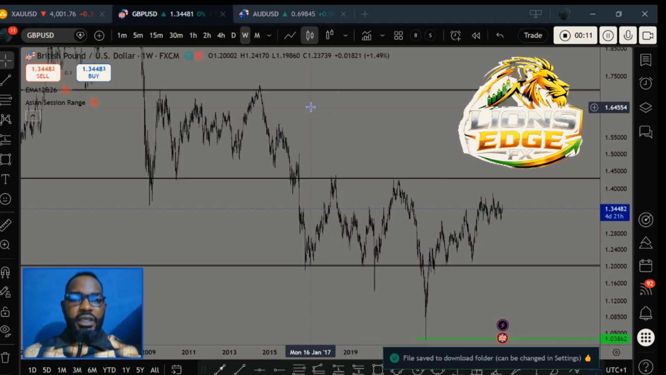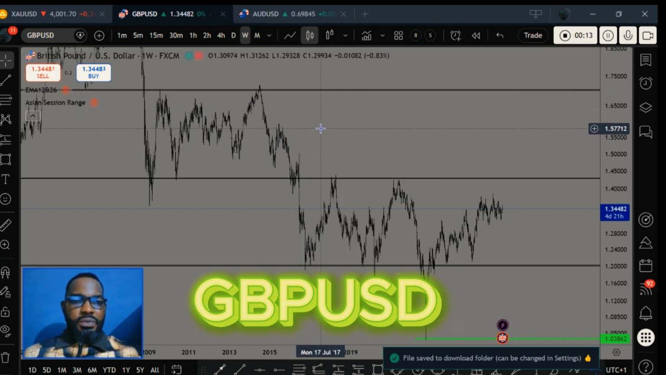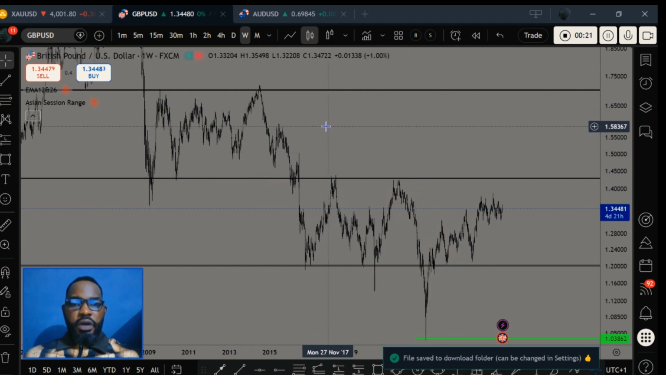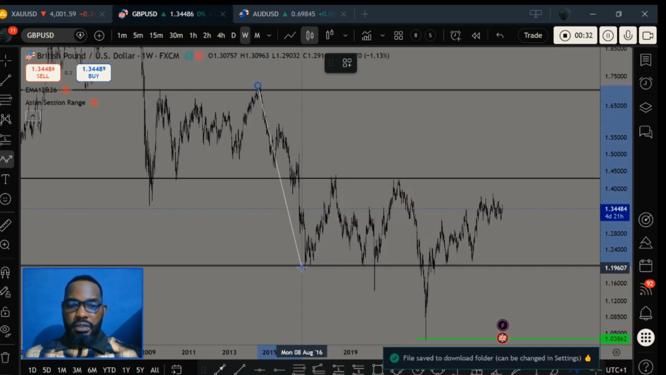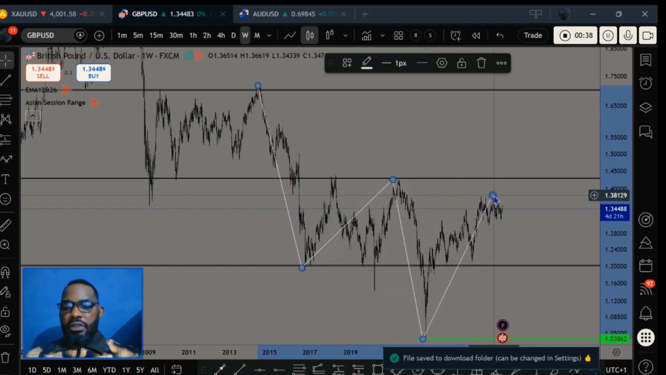We are looking at GBPUSD, that is Great British Pound traded against US dollars. So we are on the weekly time frame. On the weekly time frame, we've seen price has been on a consistent downward trend. You see lower lows, lower highs, lower lows, and now a lower high. So I want us to take note of this on the weekly time frame.